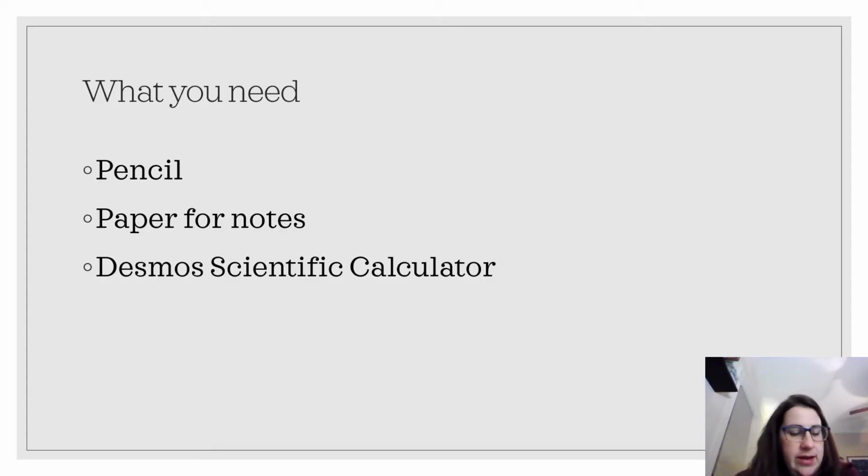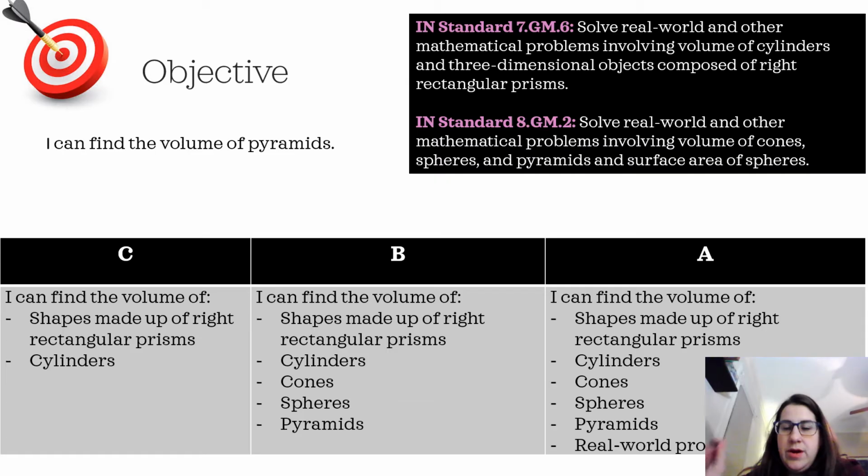What you need for today is a pencil, a piece of paper for your notes, and a calculator. So you can use Desmos. I would recommend using one where you can enter and see your work. Don't use the computer one. You can use Desmos or anything that will track your work. Okay. Our objective for today's lesson is I can find the volume of pyramids. We are specifically talking about this one here.